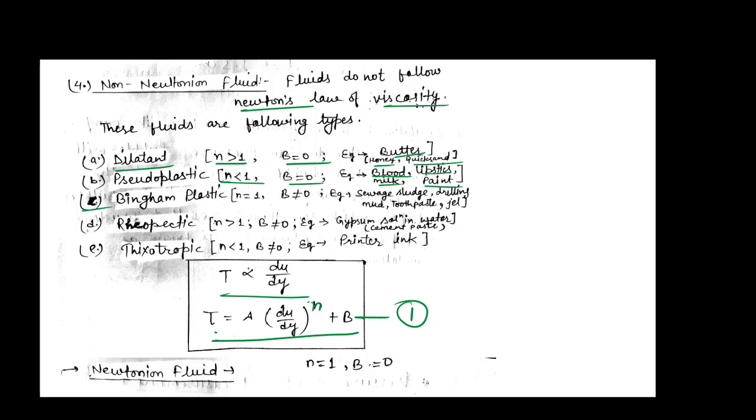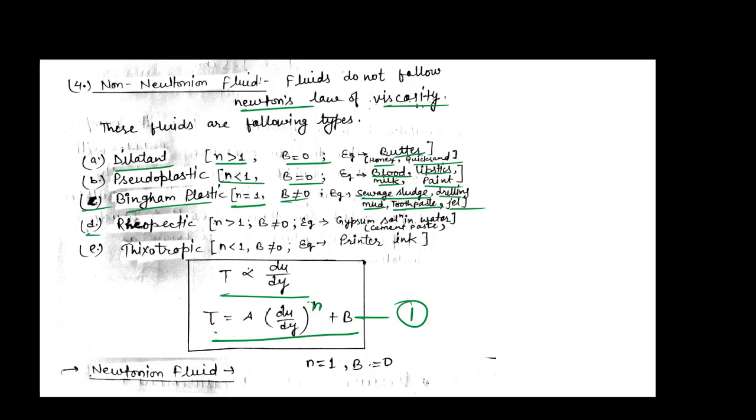Third one is the Bingham plastic. Bingham plastic is where n is equal to 1 and b is not equal to 0. Examples: sewage sludge, the fluid which is flowing in the sewage line, it is very viscous in nature; drilling mud, the mud which is extracted while drilling; and toothpaste and gel. So these come under Bingham plastic.